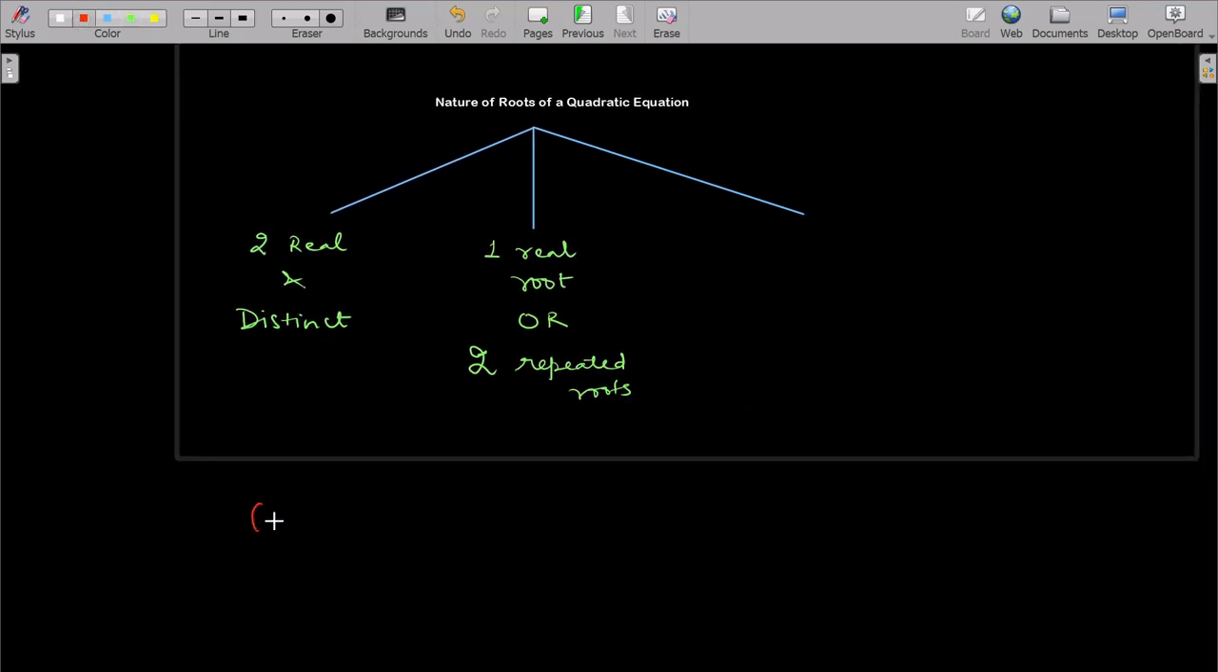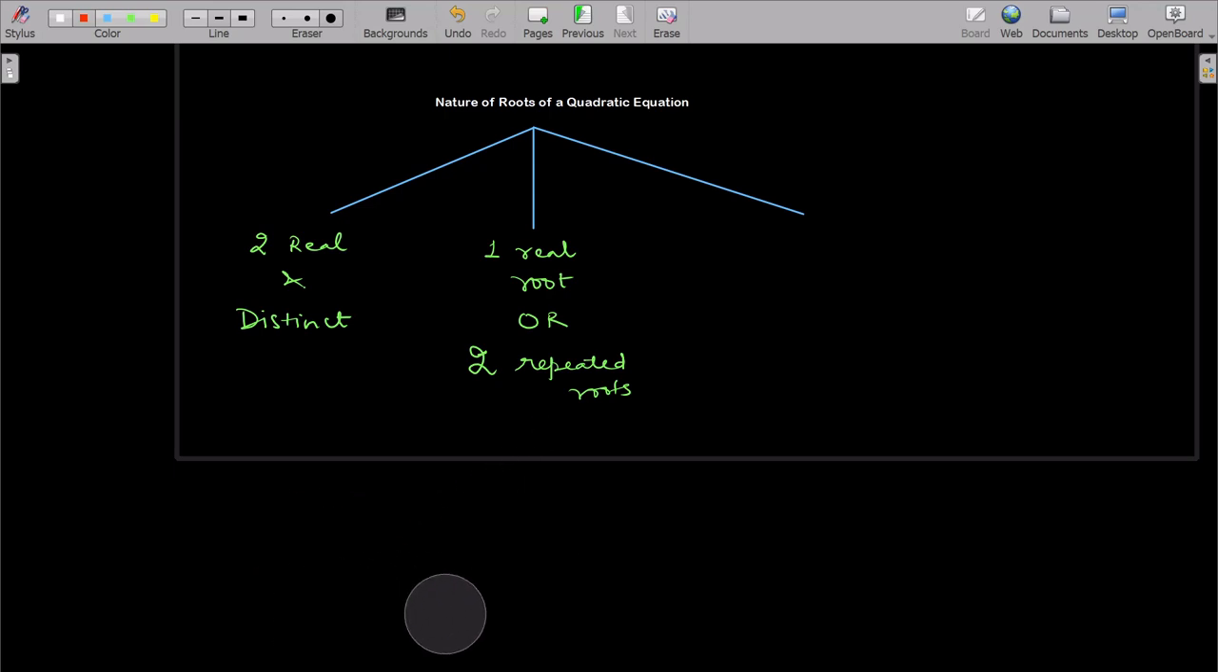For example, if you have a quadratic equation like x minus 4 whole square is equal to 0, and you try to solve this equation, you will get x is equal to 4 and 4, because the two linear factors will be x minus 4 times x minus 4. This is a special type of quadratic equation, and in this case you will get only one real root, that is 4, or we say two repeated roots.